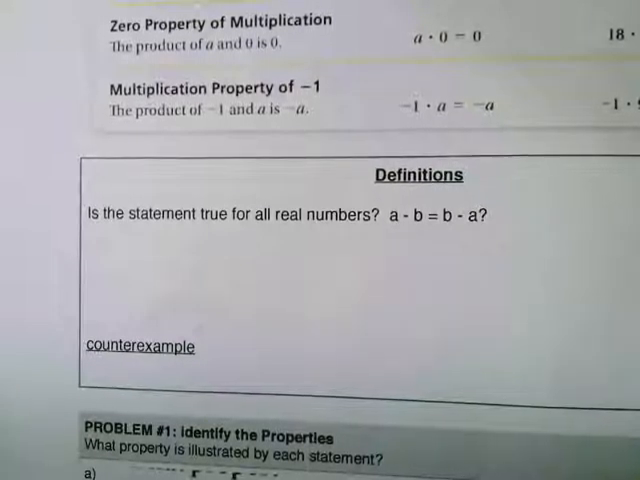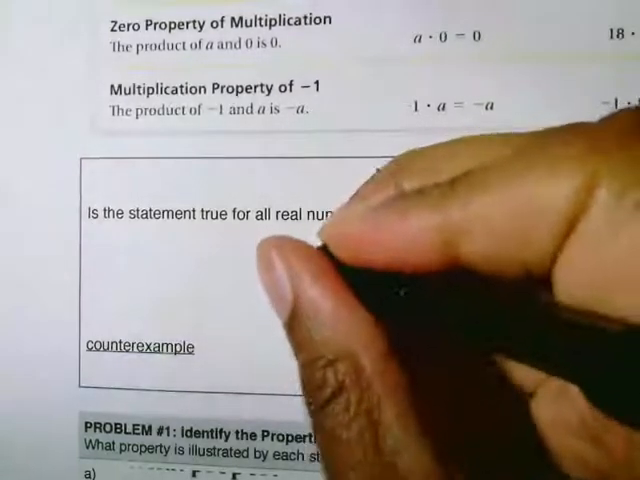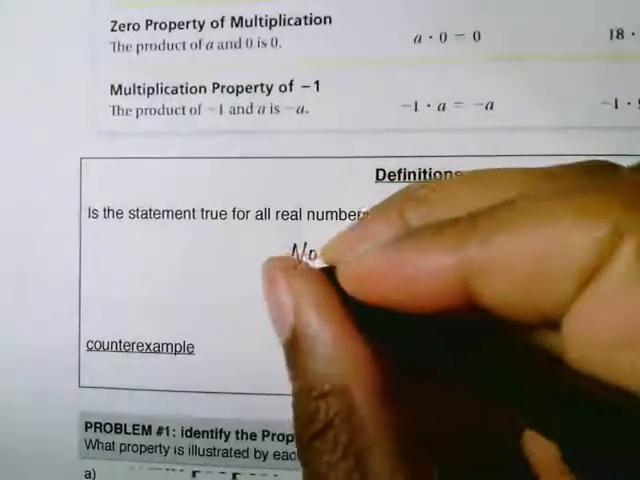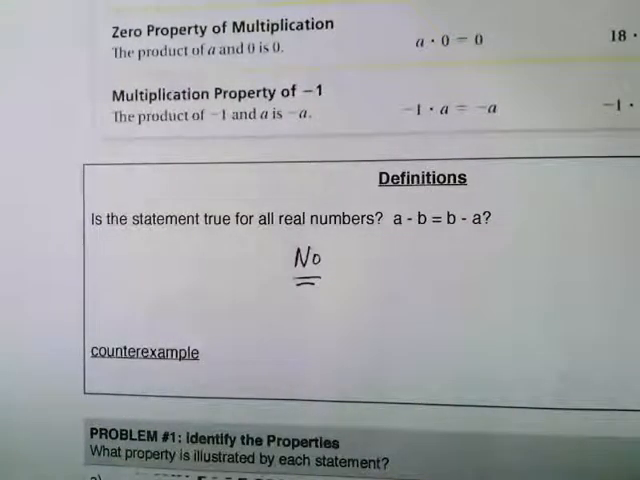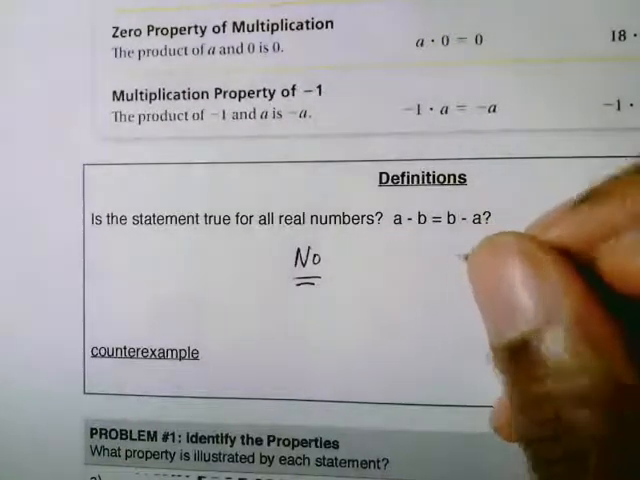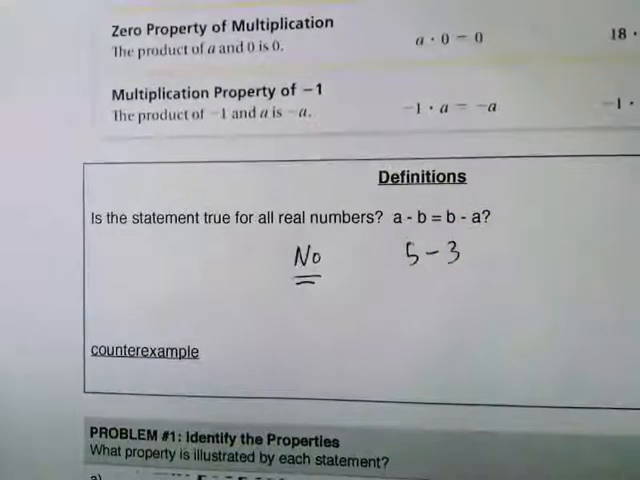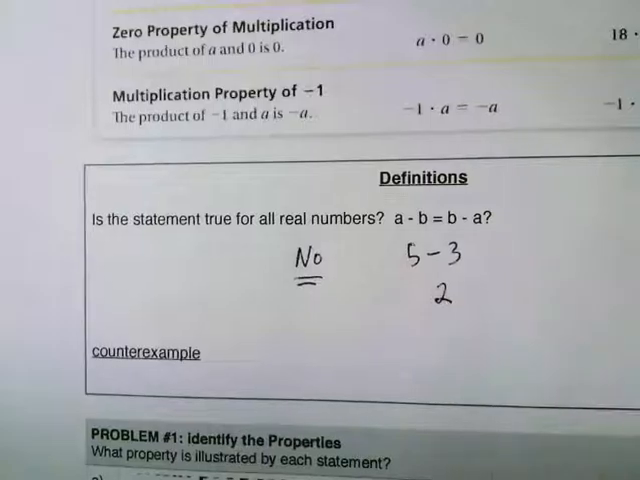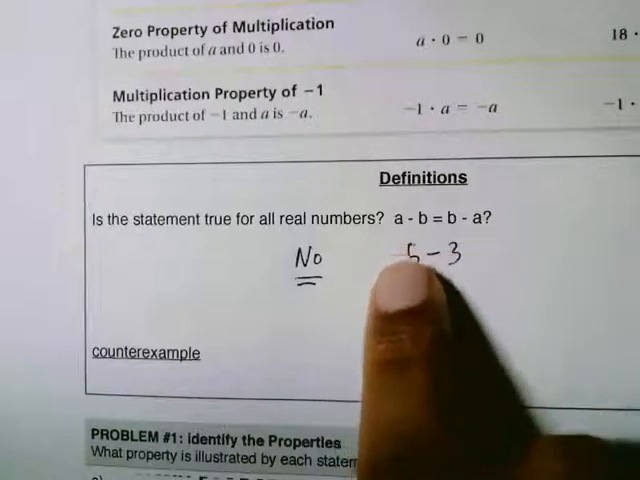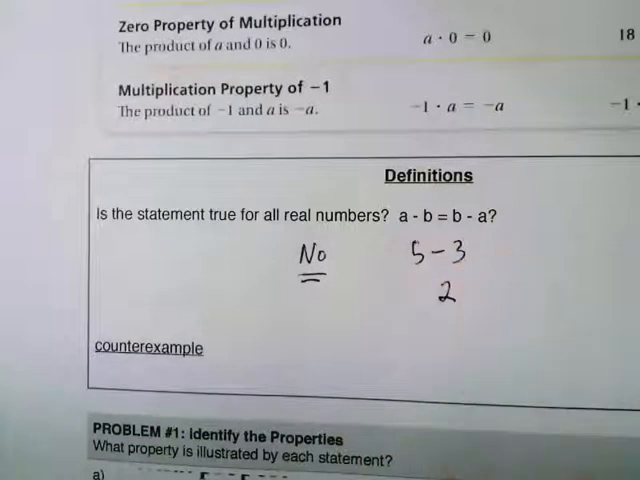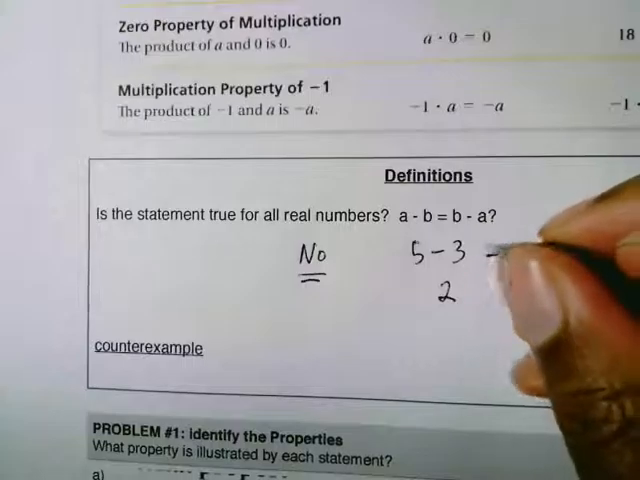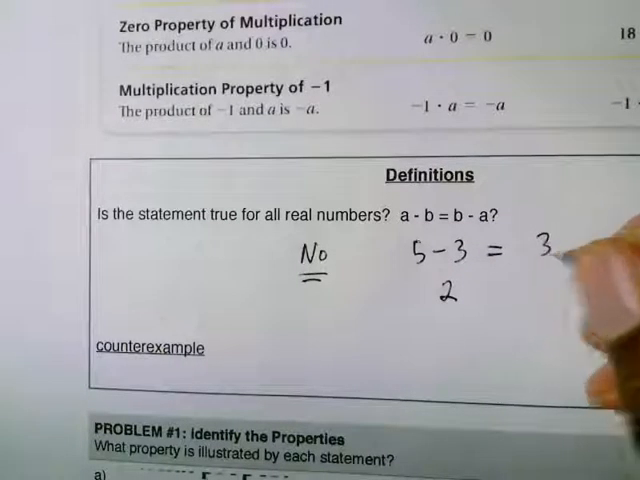Alright, so let's look at it. So the answer of this question is no. And to show that it's not true, I'm going to give you an example. And the example I'm going to give you is this. 5 minus 3. And that's going to be 2. Now if I were to switch it, so in this case A is 5 and B is 3. If I were to switch it, I'm going to get 3 minus 5.